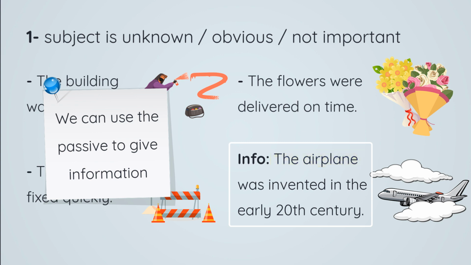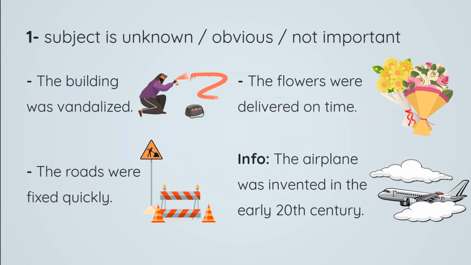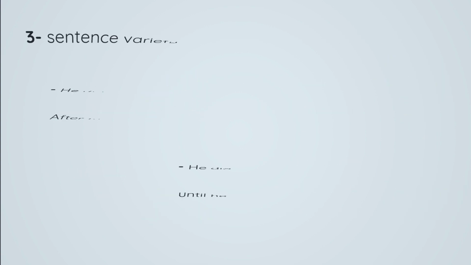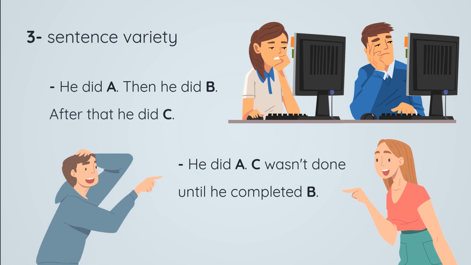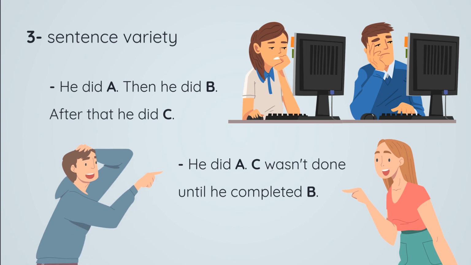We have to choose what is more important and what is less important. So, this is the main reason. This is the most common reason we use the passive. Okay? Let's look at some of the reasons. Let's look at the third reason. Don't worry, I haven't forgotten number 2. I'm gonna do that after. First, I want to look at sentence variety.